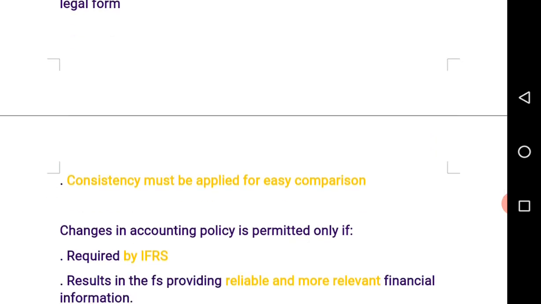Then consistency must be applied for easy comparison. Then changes in accounting policy. Now consistency, you must be consistent to compare. You can't change this year, change next year, and you'd want to compare both of them. They were not prepared on the same basis. They were not prepared on the same, should I put it in layman's terms, leveled ground.